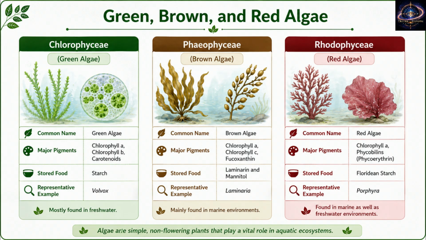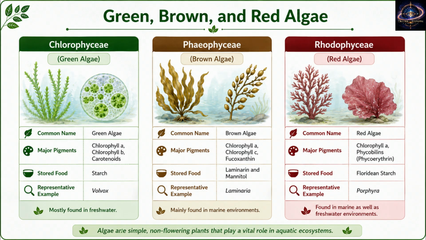Algae reproduce in 3 ways: vegetative reproduction by fragmentation, asexual reproduction by spores, especially zoospores, and sexual reproduction by fusion of gametes. Sexual reproduction may be isogamous, where gametes are similar in size, anisogamous, where gametes are different in size, or oogamous, where a large non-motile female gamete and a small motile male gamete fuse.